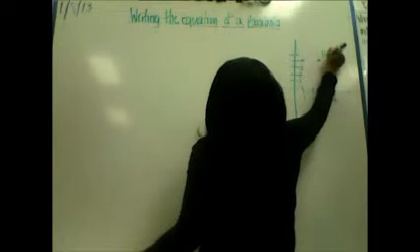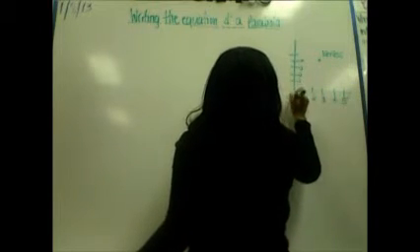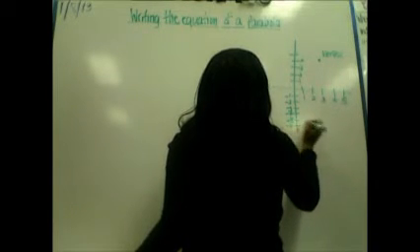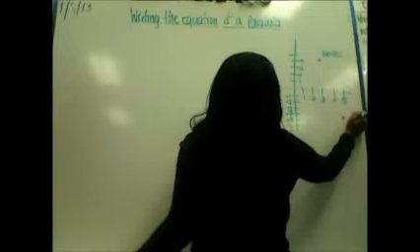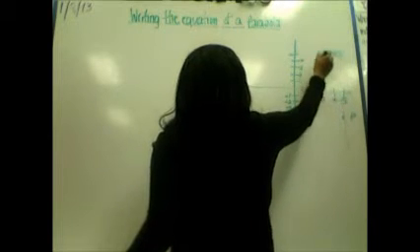So this is your vertex at 3, 4. They also give you a point P in the picture. And the point P is 5, -4. So you want to graph that also. P stands for point. 5, -4 is point P on your parabola. And then you sketch it.